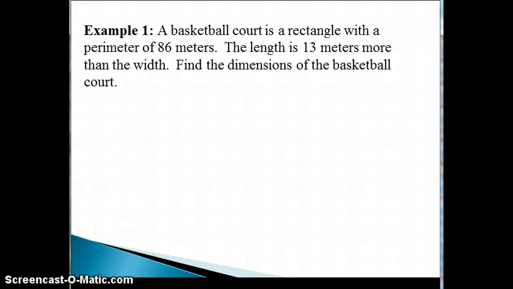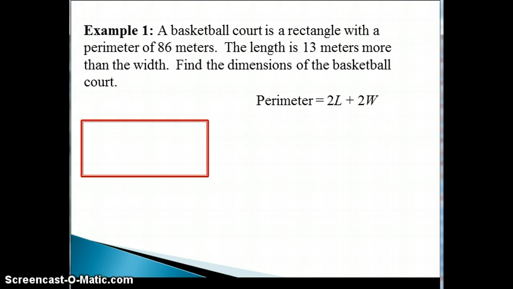Before we assign a variable, let's use a picture to help us understand the problem better. Since the basketball court is a rectangle, we'll start by drawing a rectangle. Notice that we are also given the perimeter of this rectangular court, so most likely we're going to need the formula for the perimeter of a rectangle.